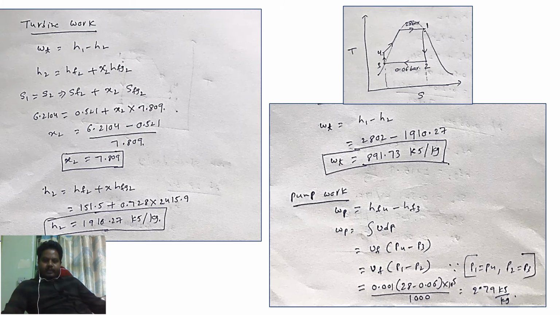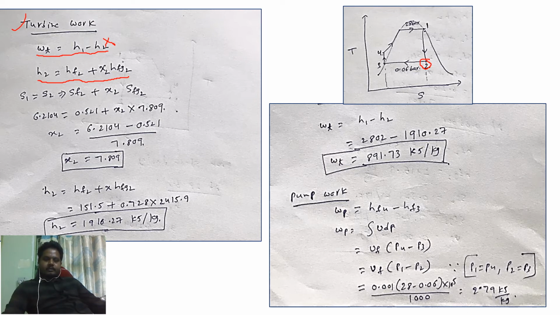Okay, now let us find the work done by the turbine. Work done by the turbine equals H1 minus H2. Here we know the value of H1, but we don't know the value of H2. H2 is at point 2, so we can write H2 equals HF2 plus X2 HFG2.